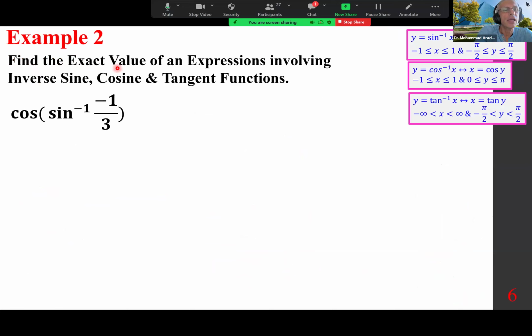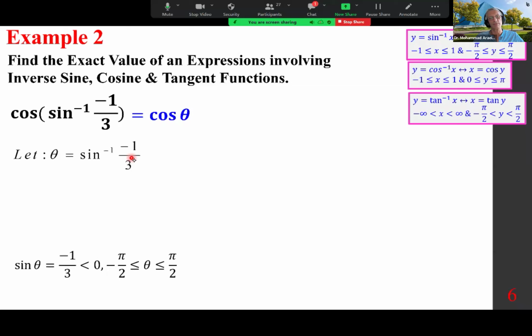Cosine, okay, find the exact value. Cosine of sine inverse of negative 1/3. If you set this equal to theta, that means you want cosine of theta. That's what we are looking for. On the other hand, this means sine of theta must be negative 1/3.